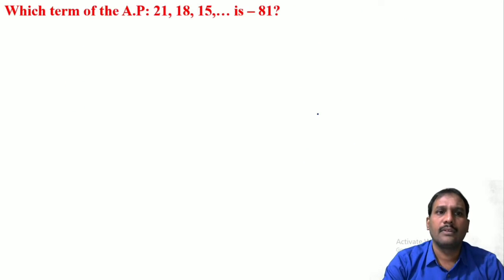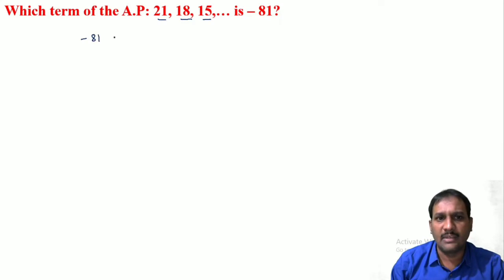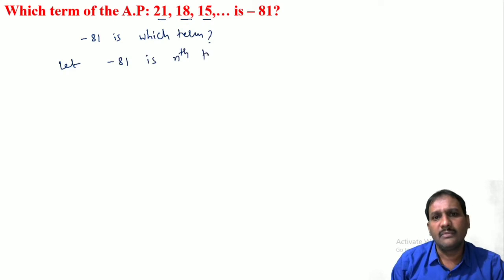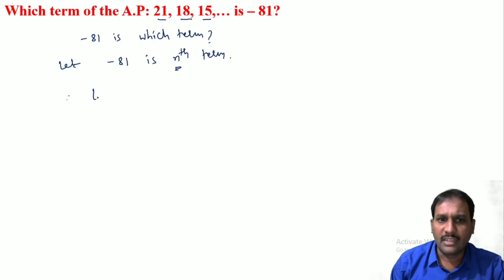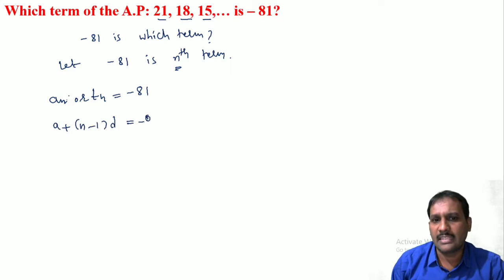Next. Which term of the AP 21, 18, 15 is minus 81? So minus 81 is which term they are asking? So let minus 81 be the nth term. If we find the n value, that will be our answer. Therefore Tn is equal to minus 81. What is the Tn formula, or you can also call it An? That is A plus n minus 1 into D is equal to minus 81.